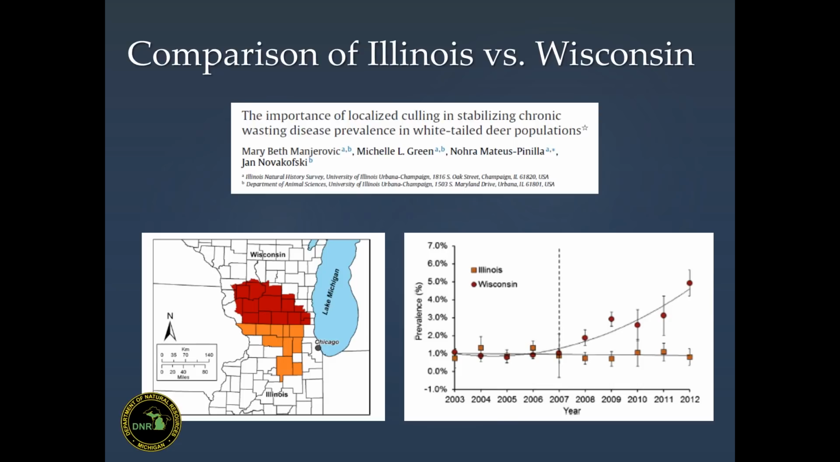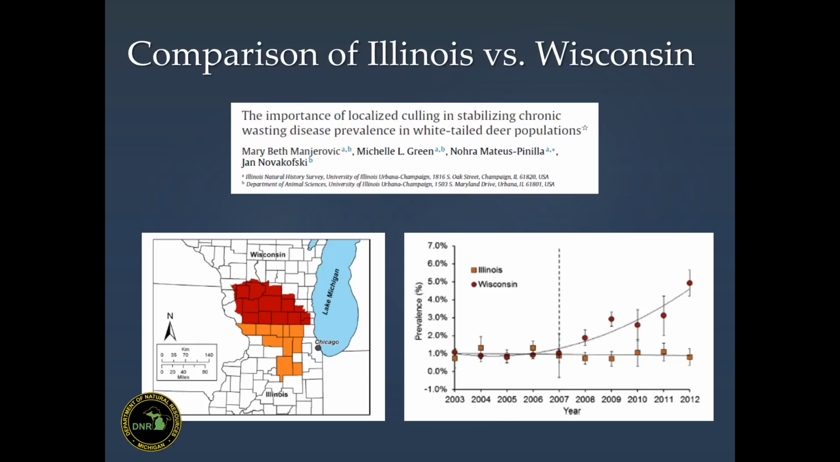So I wanted to present some results from a study that was published, I believe, back in 2014 that showed the prevalence rates in the southern part of Wisconsin where you see shaded in red, and the northern parts in Illinois where you see shaded in orange. And I want to take you over to this prevalence graph right next to there.